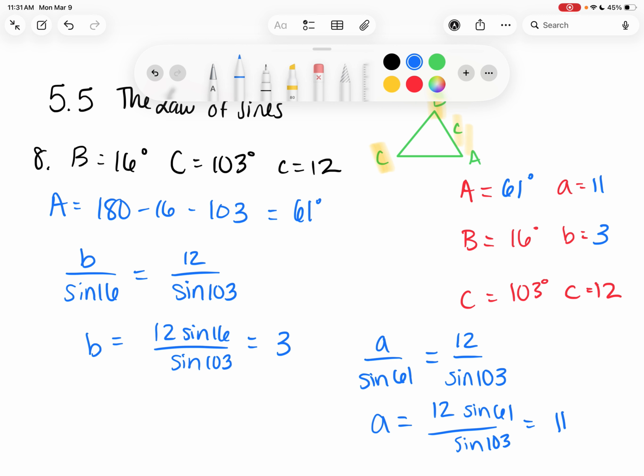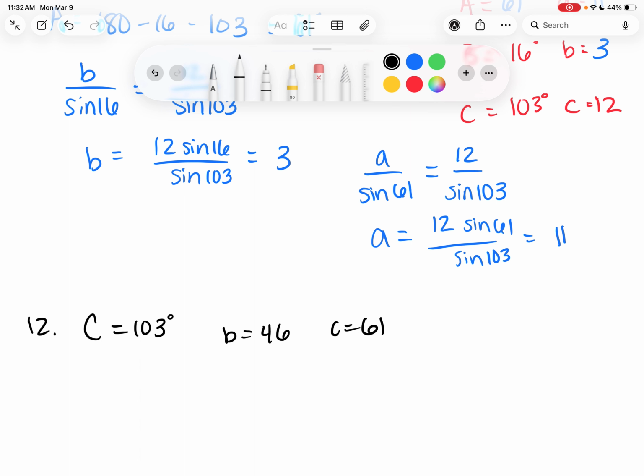12. Angle C is 103 degrees. Side B is 46, and side C is 61. So if I have a side and its respective angle, pretty much every time it's going to be side angle if the other one is a side. And then I have to be strategic about how I set this problem up.